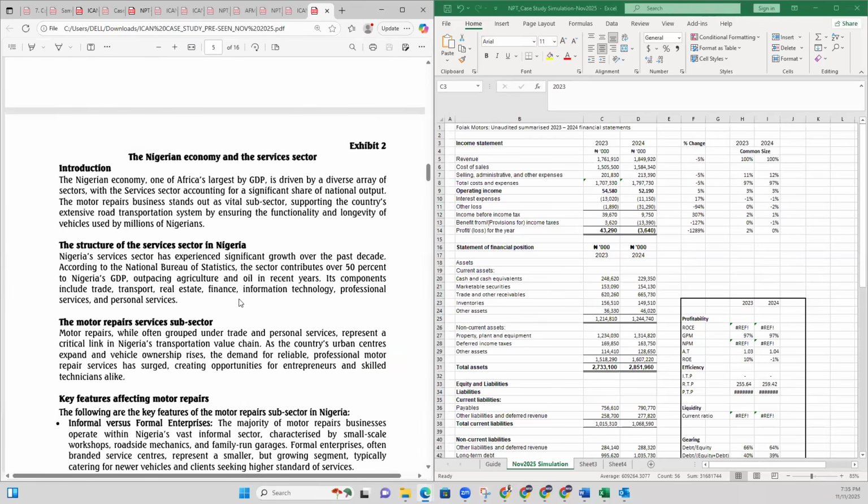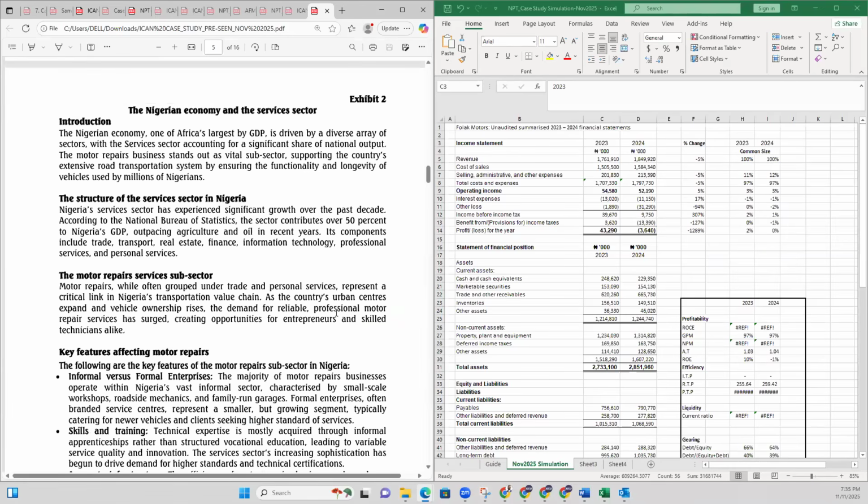But let's look at Exhibit 2. And as we read, let's pay attention to every detail. So who is reading Exhibit 2? Someone else, do you want to give that a try? Okay, let me read.